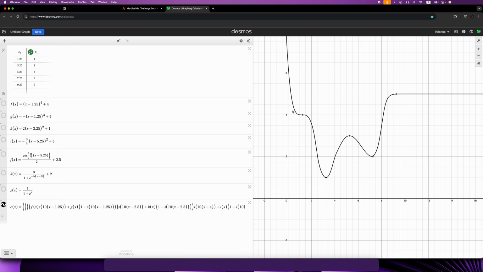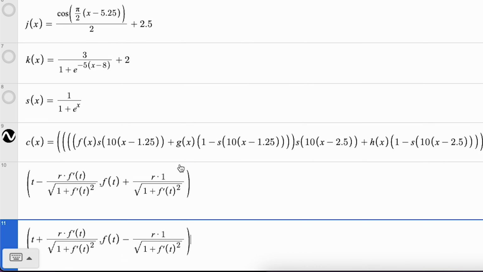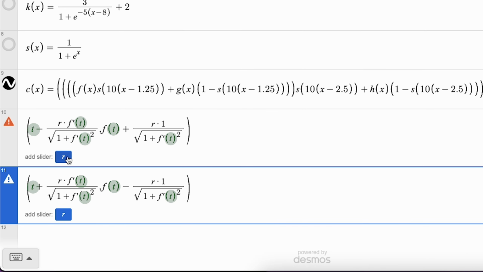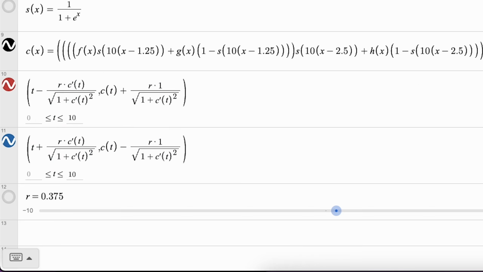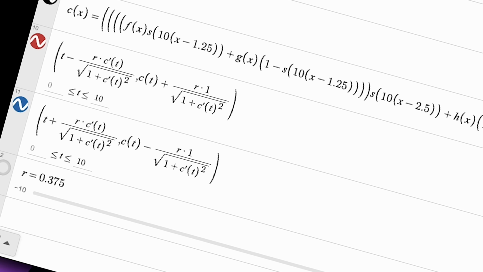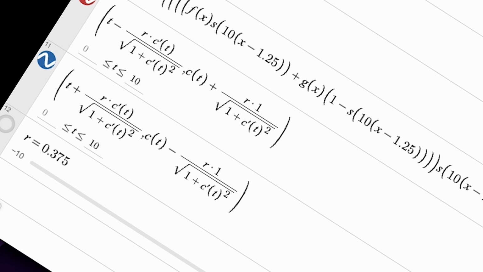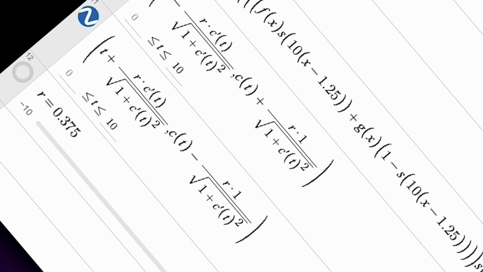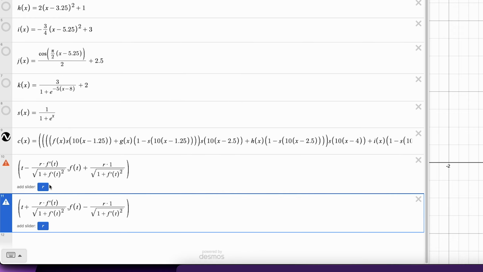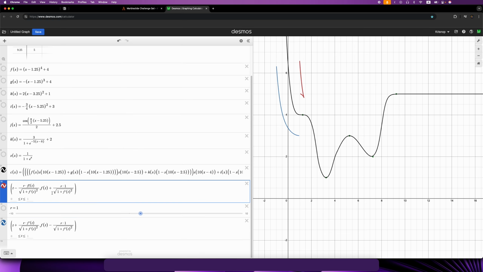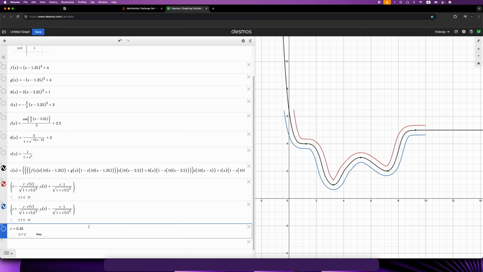The final step is to construct rails for the marbles. I insert an offset parametric function which takes t as input and outputs x and y coordinates. This function calculates the slope of c of x, then determines a perpendicular line at each point. By offsetting r units away, it generates both the upper and lower rails. I set the radius to 0.375.